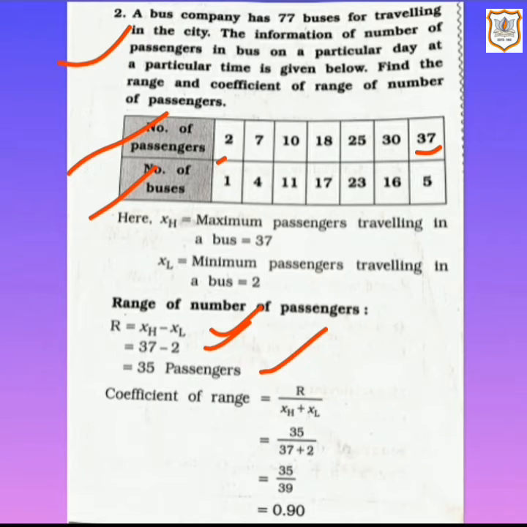Now we have to find coefficient of range. Formula for coefficient of range is R upon XH plus XL, that is 35 upon 37 plus 2, that will give you 35 upon 39 and the answer is 0.90.